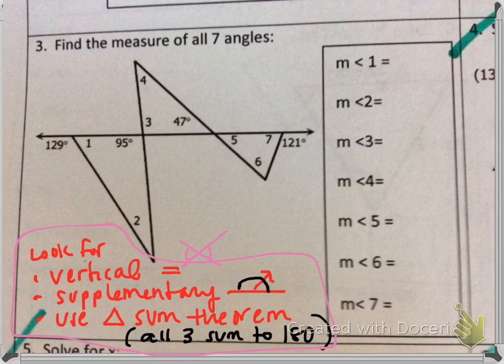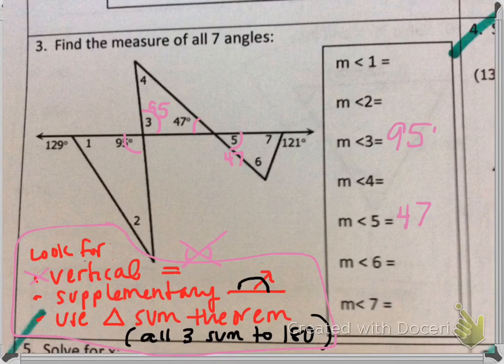I noticed that angle 3 is vertical to the 95 degrees, so those are equal. So angle 3 is 95. Other vertical angles, 47 degrees and angle 5 are exactly the same because they are vertical. So angle 5 is 47 degrees. That concludes all the vertical angles.